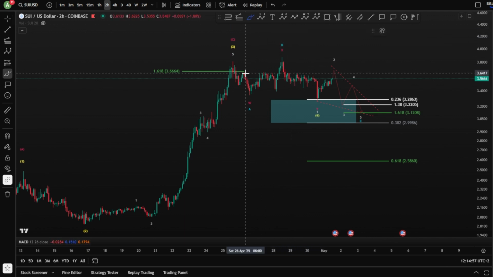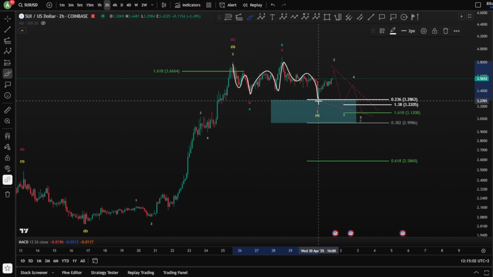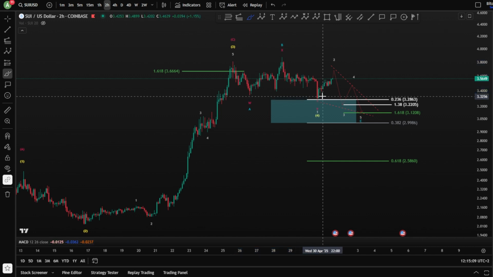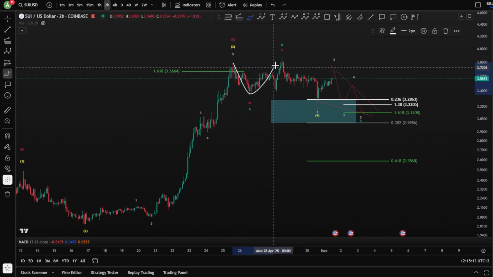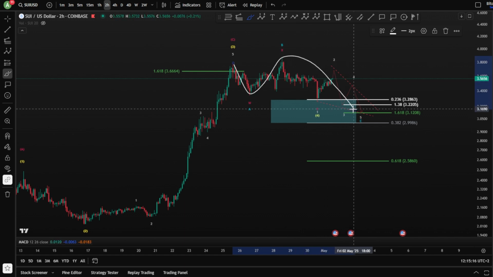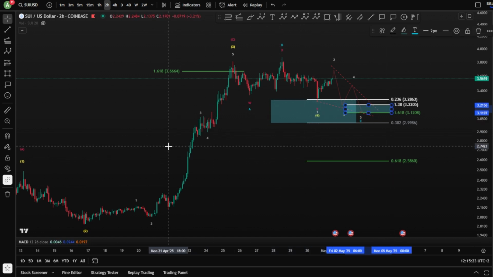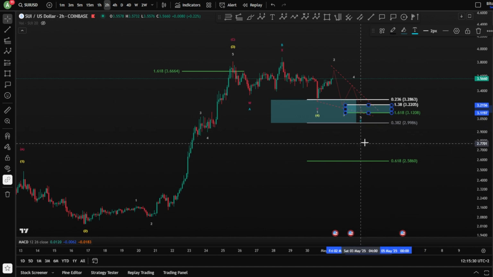However, the problem here is that we have 3 ways down, 3 ways up, and 3 ways down again. We don't see 1, 2, 3, 4, 5 finished, knowing that it can definitely be a W, X, and a Y. However, this also opens another scenario that you might still be in an expanding flat A, B, and a C toward the downside to hit the box, in confluence between the 1.38 and 1.618, between the 0.23 and 0.38 retracement as well.